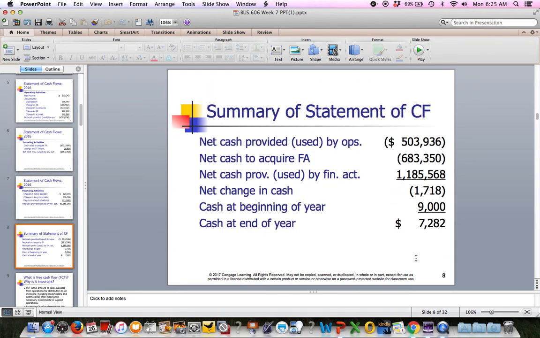And then they show us the sum of all of those right here. So all three categories here, that reconciles to my net change in cash. So cash at the end was 7282. At the beginning of the year it was 9. The change, the difference, is the 1718.